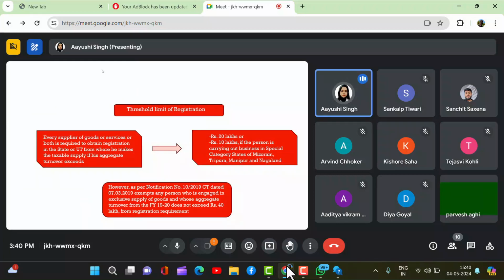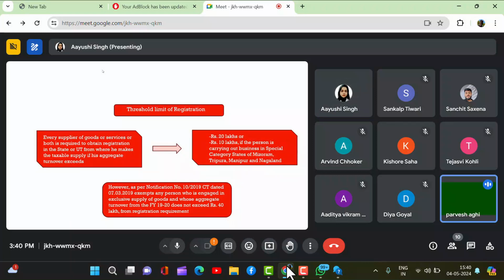10/2019 CT dated 07/03/2019, any person who is engaged in exclusive supply of goods and whose aggregate turnover in the financial year 2019-20 does not exceed rupees 40 lakhs is exempt from the registration requirement.